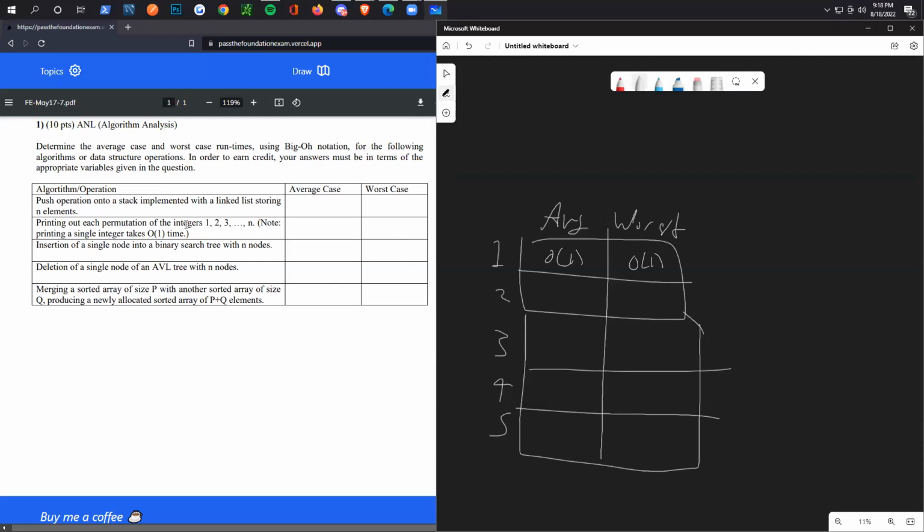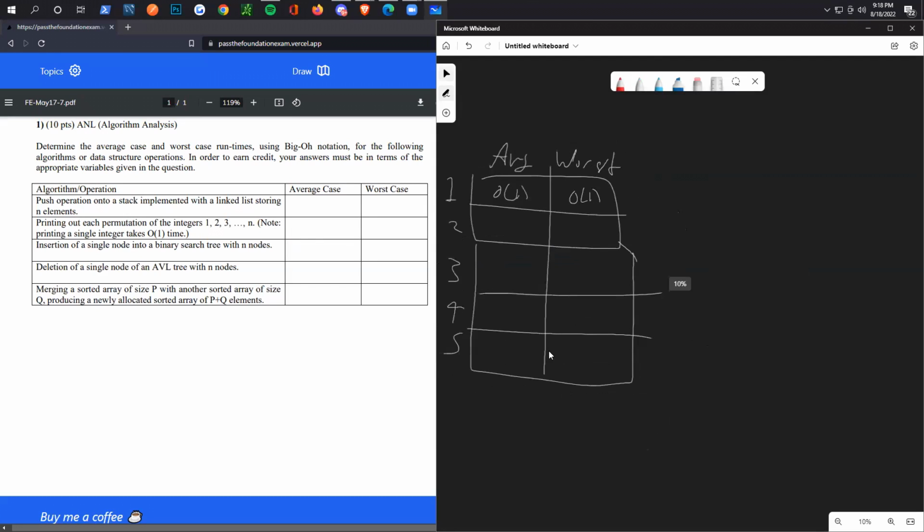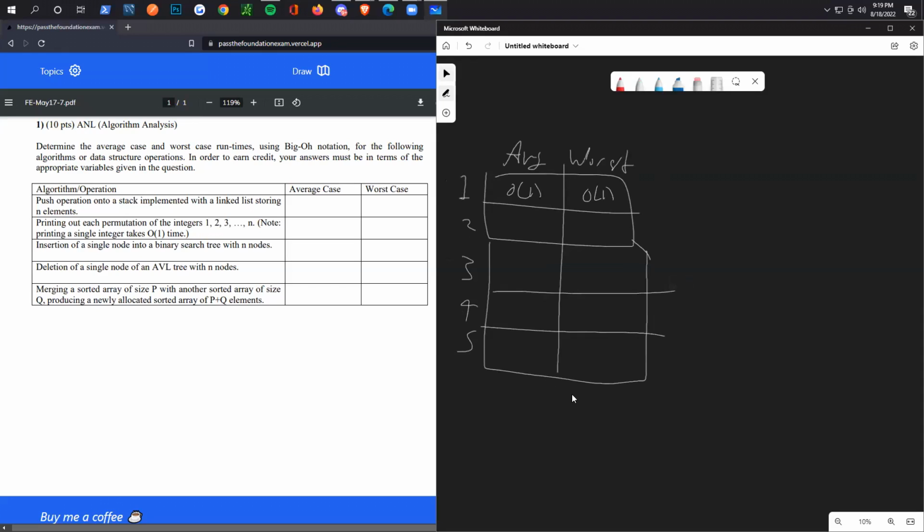So printing out the permutations of 1, 2, 3, ..., n. It's one of those things that you can analyze the runtime of, but it'll take you some time to really understand why it is. But the whole idea with permutations is just always n factorial. So let's just write that in, n factorial, real quick.